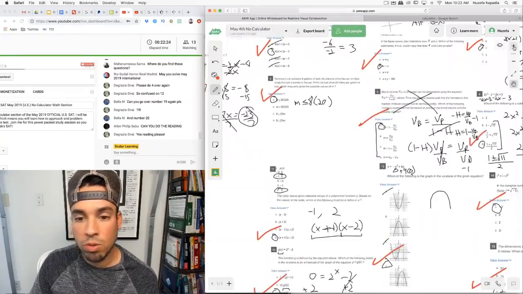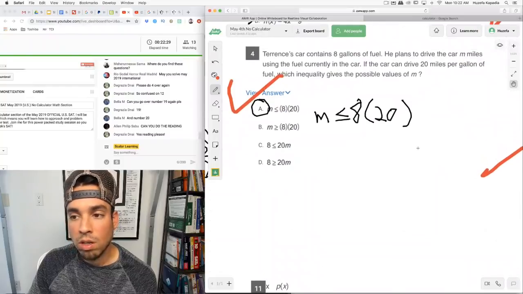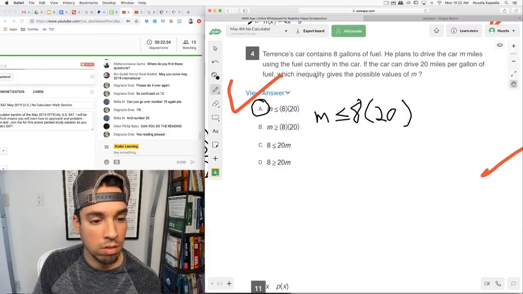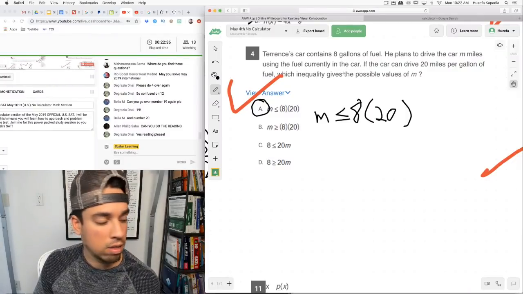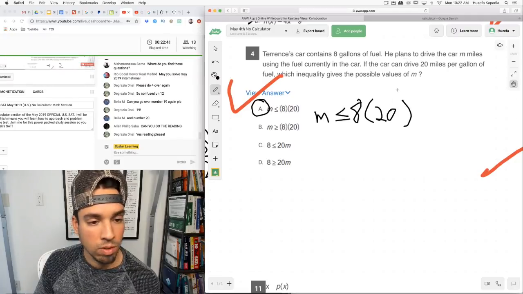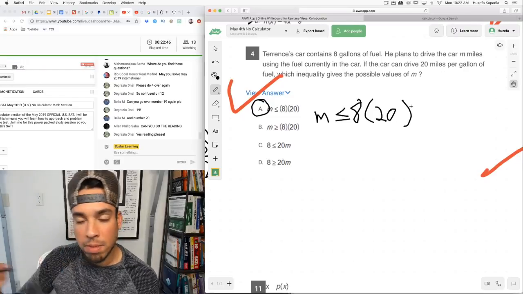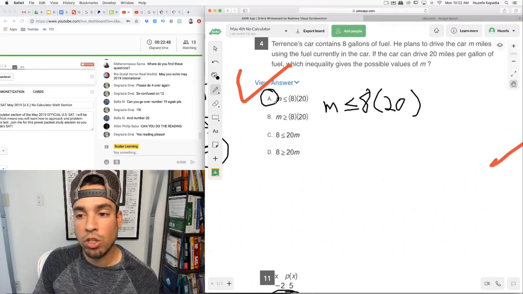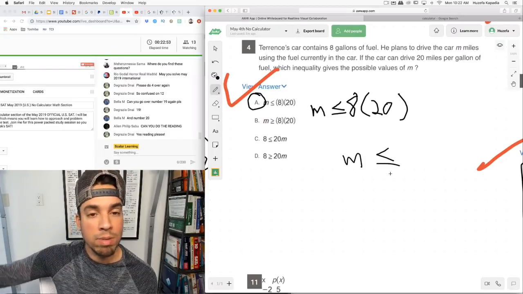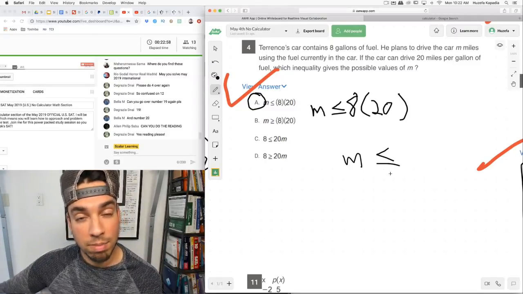Okay. Numero 4. Check it out. In this one, we've got 8 gallons of fuel. He plans to drive the car M miles. So look, which inequality gives the possible values of M? We already know that M is going to be less than some quantity because he can't drive infinite miles, and the amount he can drive is dictated by the amount of fuel he has.